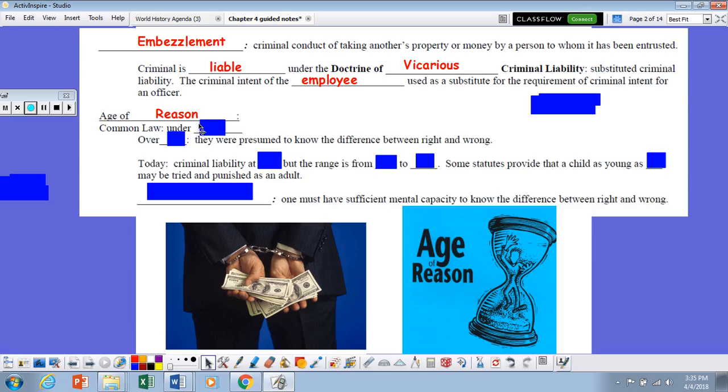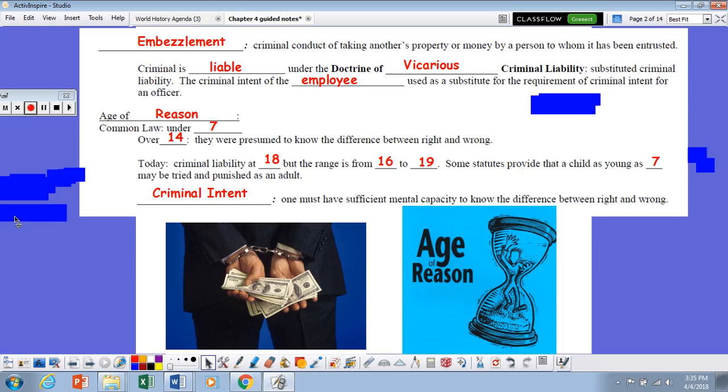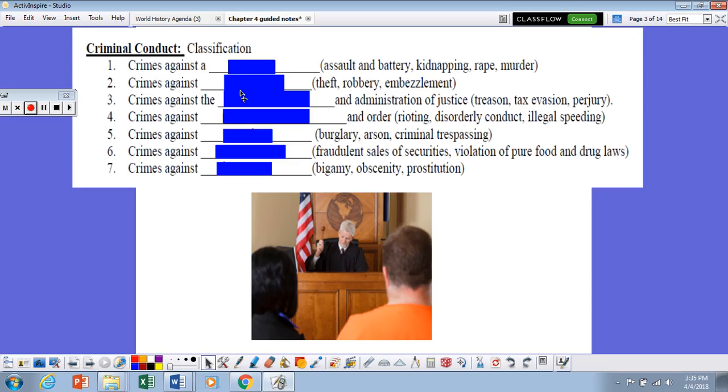Age of reason: under common law, this is typically under the age of 7, but in the United States we typically see roughly the age of 14 as when an individual is presumed to know the difference between right and wrong. Today, criminal liability begins at 18, but the range can be anywhere between 16 and 19. Some statutes provide that a child as young as age 7 could be tried and punished as an adult. Criminal intent: one must have sufficient mental capacity to know the difference between right and wrong. And this might be a factor when we talk about individuals who might be mentally ill.